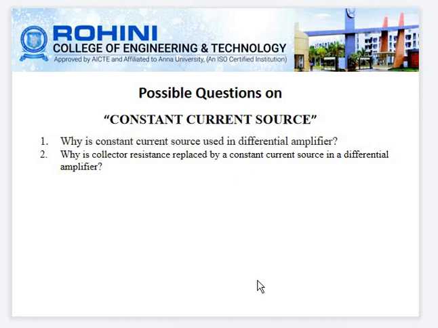Possible questions. Why is a constant current source used in a differential amplifier? Why is the collector resistance replaced by a constant current source in a differential amplifier?